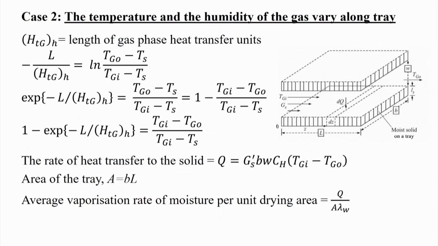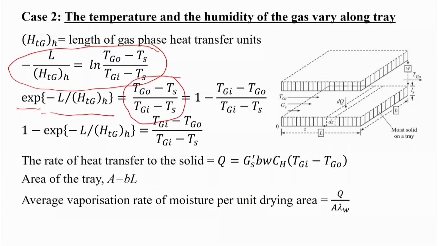Now, by manipulating this one, we can write L in the form of HTG. So, from the previous equation we get minus L by HTG is equal to ln of (TGO minus TS) by (TGI minus TS). If we take the exponential of both sides, we get the exponential of minus L by HTG is equal to (TGO minus TS) by (TGI minus TS).